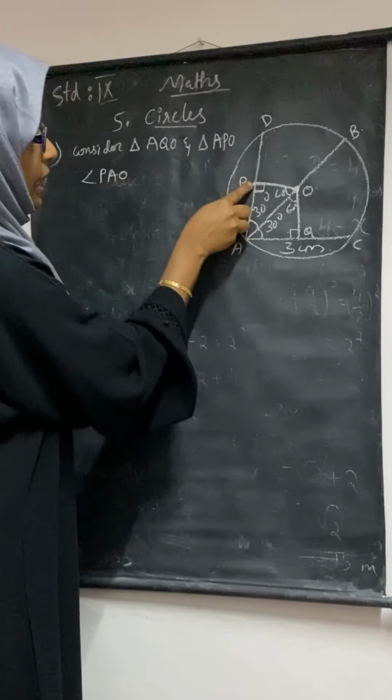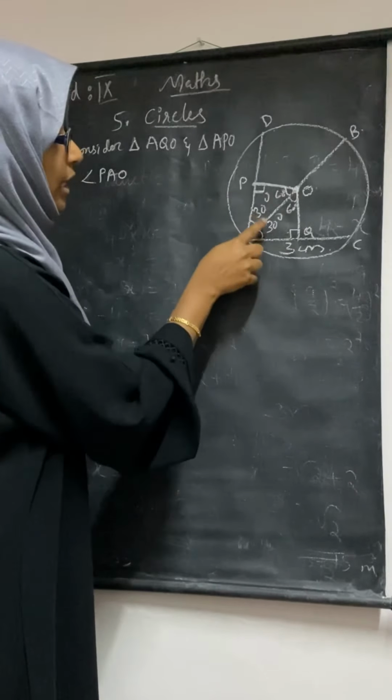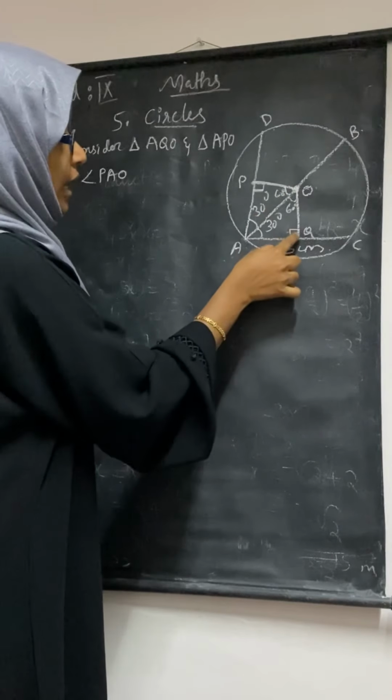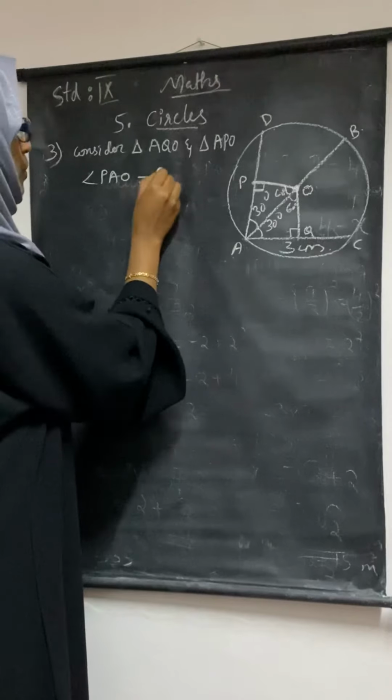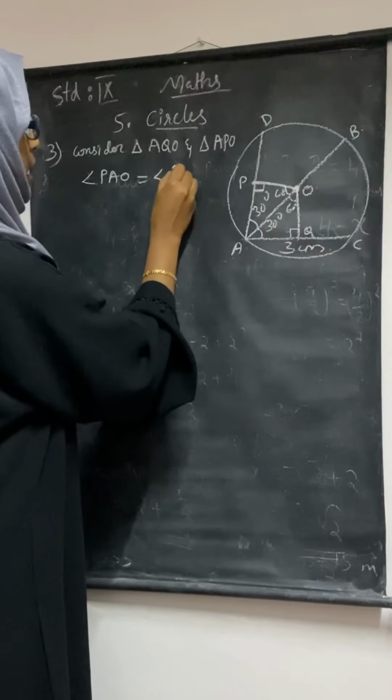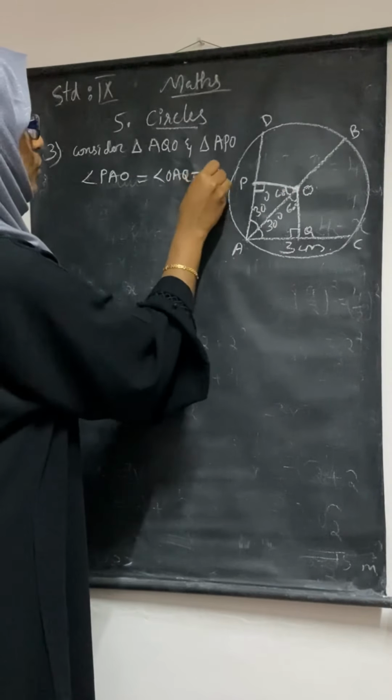PAO, that is 30. So here, which 30 is coming? Angle QAO, or OAQ, is also equal to 30 degrees. OAQ is equal to 30 degrees. So that I am writing.